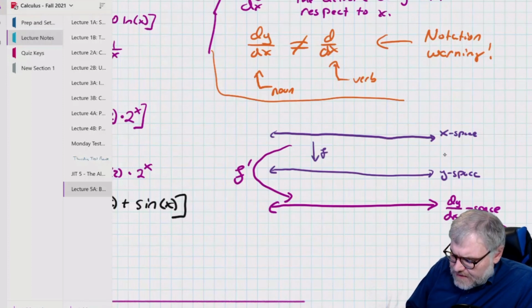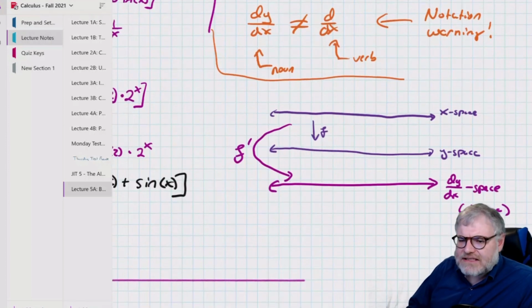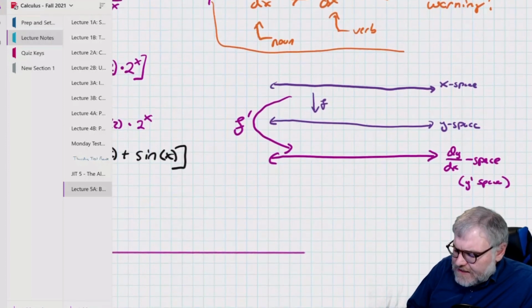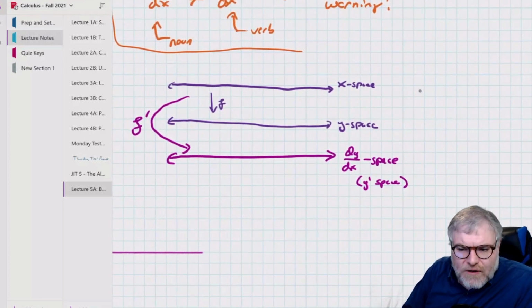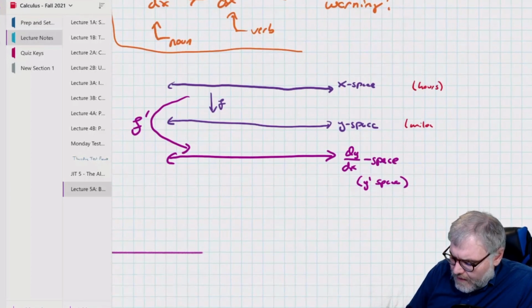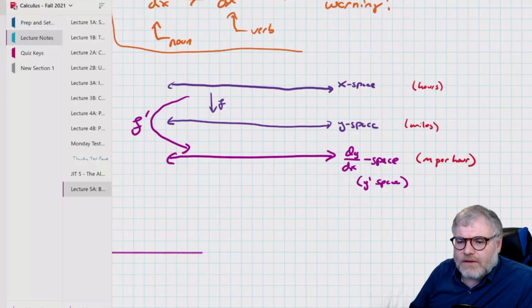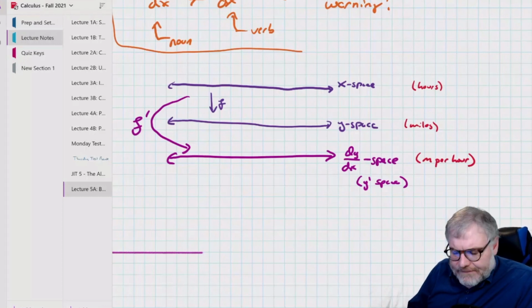f is taking things from x to y. f prime is taking things from x to dy over dx. It's a different space. It's got different things in it. If this is velocity, you can think of it this way. If this is miles per hour, this would be hours. This would be miles. And this would be miles per hour. So it's a different space with different units.